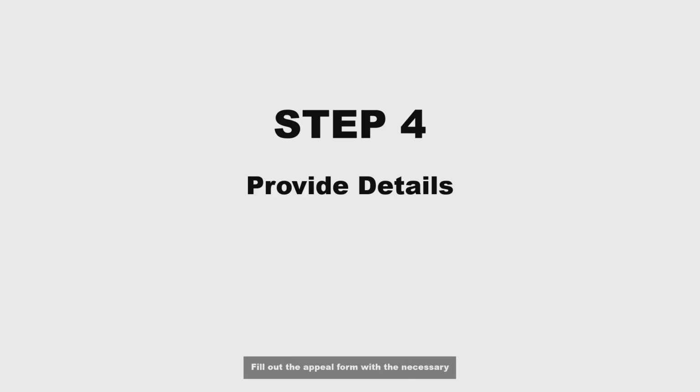Step 4. Provide details. Fill out the appeal form with the necessary information. Be clear and concise about why you believe the restriction should be lifted, and include any supporting evidence if applicable.